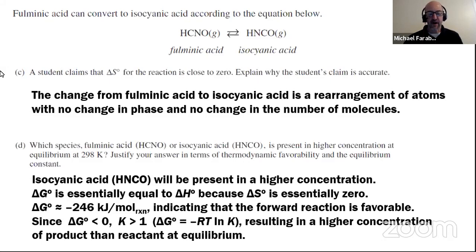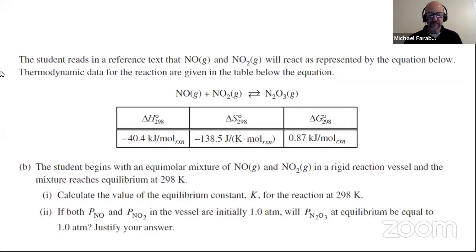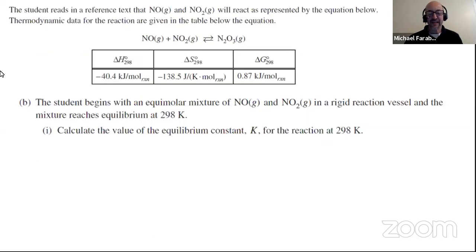All right, here is a new practice problem. We have an equation between NO and NO2, so nitrogen monoxide reacting with nitrogen dioxide to produce N2O3. We have to calculate the value of the equilibrium constant, and we are given the delta G in the table. So we're going to calculate the value of the equilibrium constant by rearranging this equation, which is given to you on the equation sheet. I'm going to divide both sides by the negative RT, and then I have to do the opposite of a natural log, which is e raised to that power.